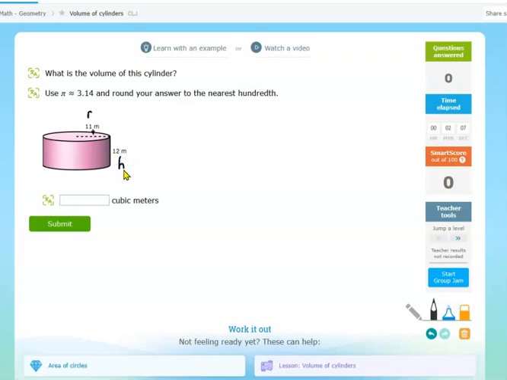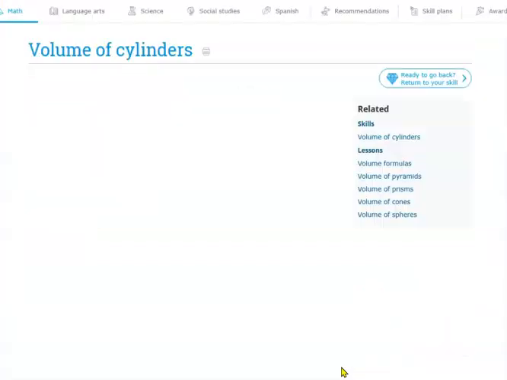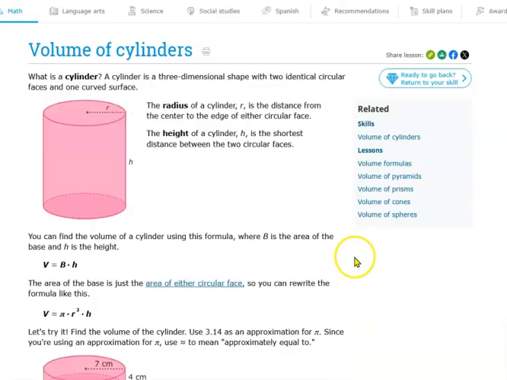Okay, so now we're thinking to ourselves, well, we know the radius, we know the height, we know they want us to use 3.14 for pi. How do we find the volume of a cylinder? Well, I'm going to go down here to this lesson, volume of cylinders, and click on it, and I'm hoping they're going to give us the formula. Okay, so they're telling us right here.